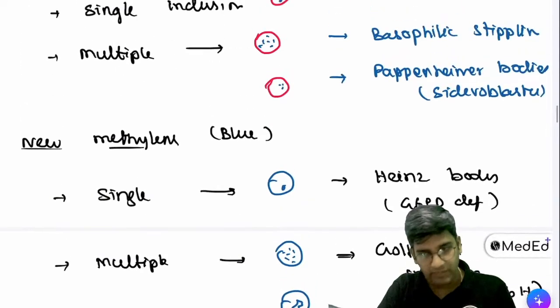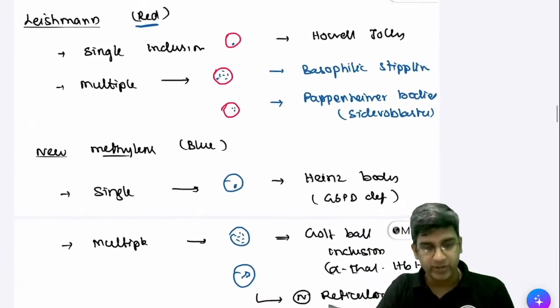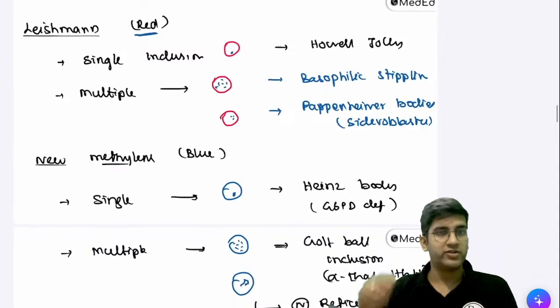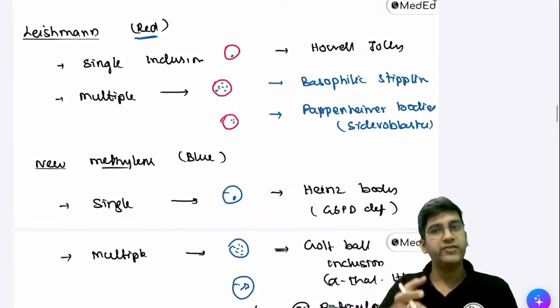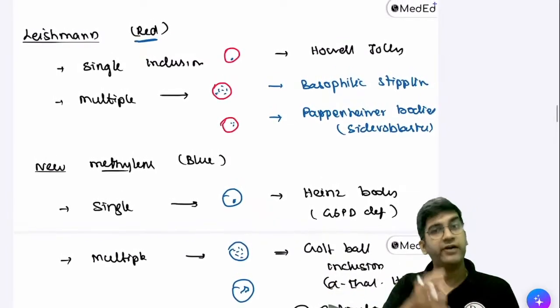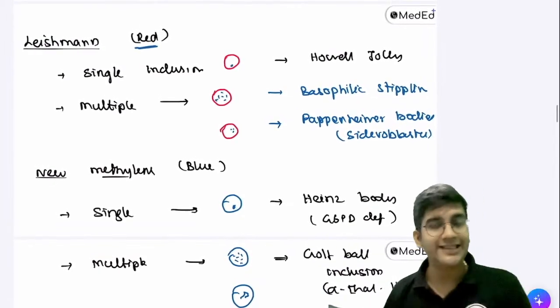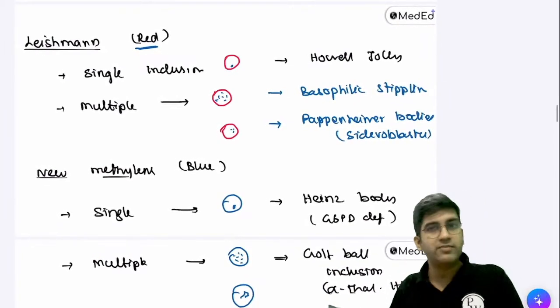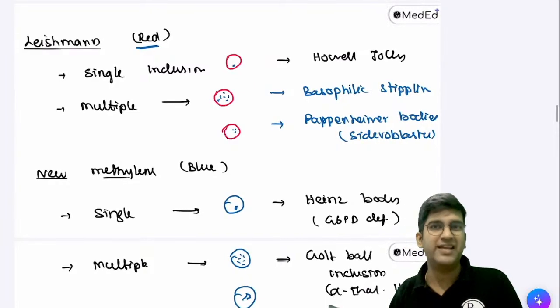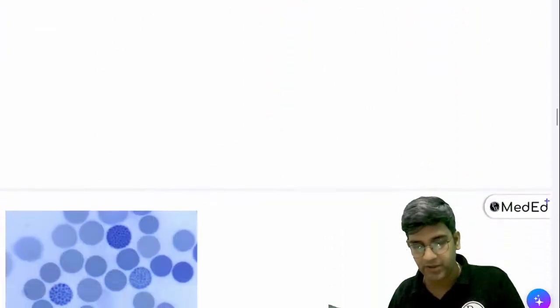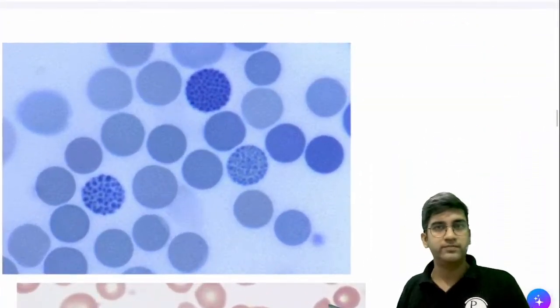I'll show you every image now. I want you to just remember, first tell yourselves Leishman or new methylene blue. If it's Leishman, single or multiple. If it's multiple, uniform or not uniform. Again, this can come in handy. Read this the day before the exam. If it comes in the exam, vomit it out and get out of there. Be happy. Fine.